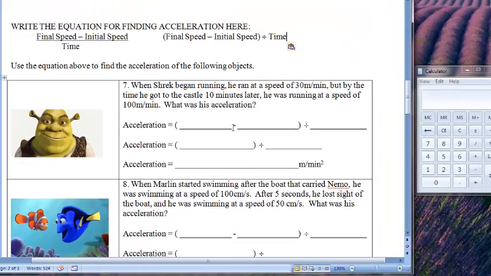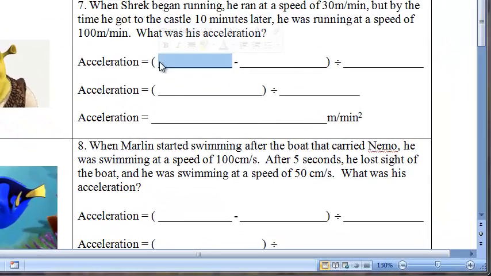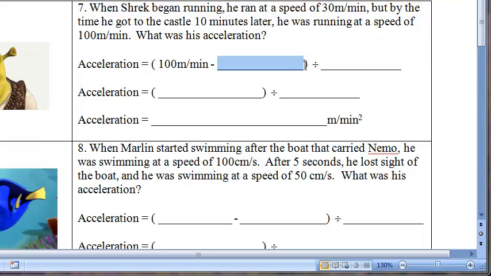His final speed is the speed that he ended at. So if you look back at the problem, try to find the ending speed. The ending speed was 100 meters per minute. The initial speed, or the starting speed, is also in the problem. Look back to find it. You should have found that 30 meters per minute was his starting speed. Now we need to look to see how much time it took for him to speed up, and we see that that was 10 minutes.